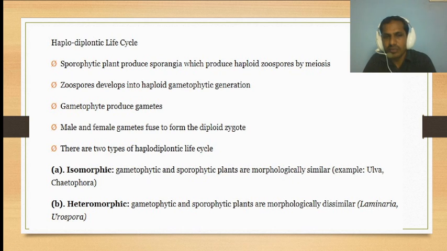In the isomorphic haplodiplontic life cycle, gametophytic and sporophytic plants are morphologically similar, which is present in Ulva and Chaetophora. So the gametophyte and sporophytic plants are morphologically similar. The second one is heteromorphic haplodiplontic. Gametophyte and sporophyte are morphologically dissimilar, which is present in Laminaria and Urospora.